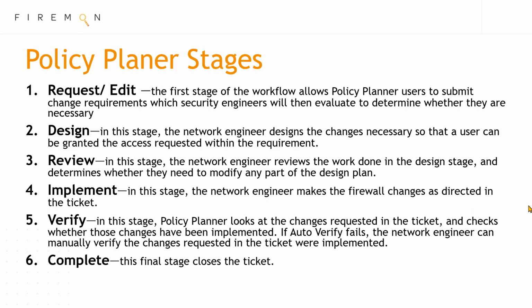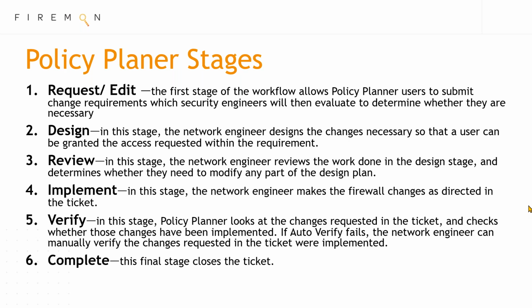All right, when you purchase Policy Planner, it's going to come with a default workflow. That default workflow is going to have 6 stages by default for any change tickets that you create within it. Stage 1 here, request edit, is the first stage when you're creating a Policy Planner change ticket, and that's where users will actually submit the details of the connectivity that they want to request, which presumably your security engineers or firewall people will pick up and start to configure once that request has been submitted.